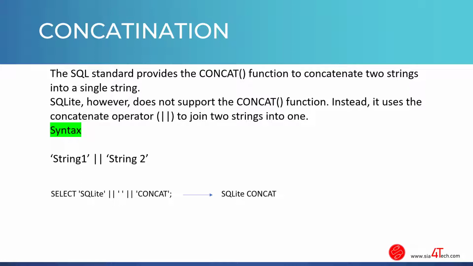So the syntax will be like this: string 1, then the two pipe symbols, then string 2. Sometimes if you'd like to put a space or a special character between these two strings, you can do that. In this case, you will use a couple of pairs of pipe symbols in your syntax. So let's see in action how to use it inside SQLite Studio.